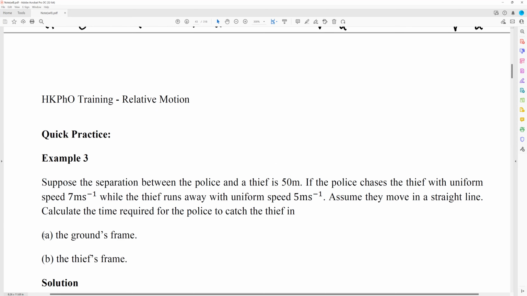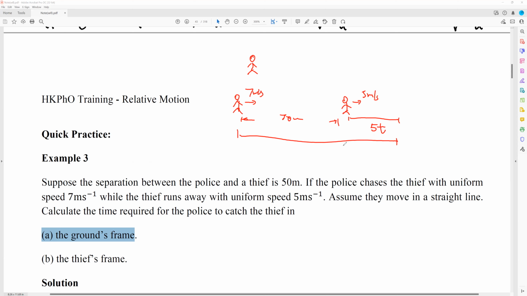So what does it mean by in the ground frame? That means you are a passerby, and you look at the police and the thief chasing each other. So this is 5 meters per second. This is 7 meters per second. 50 meters. And how can we find the time? So after time t, the thief will move the distance 5t, and the police will move the distance 7t.